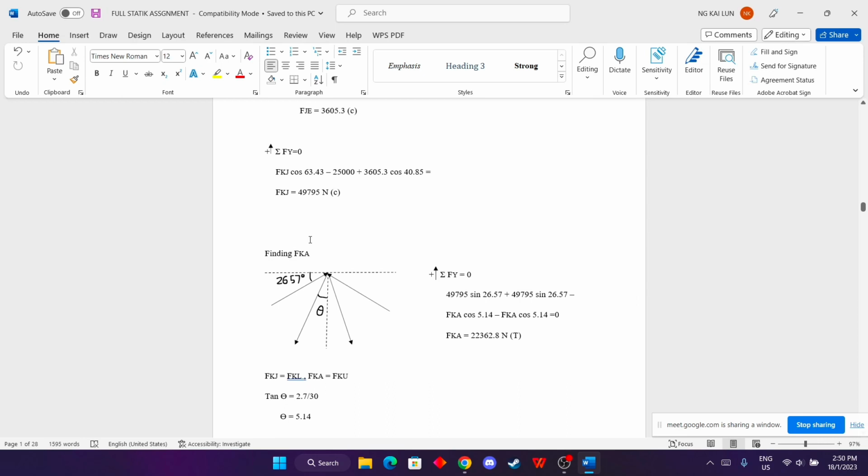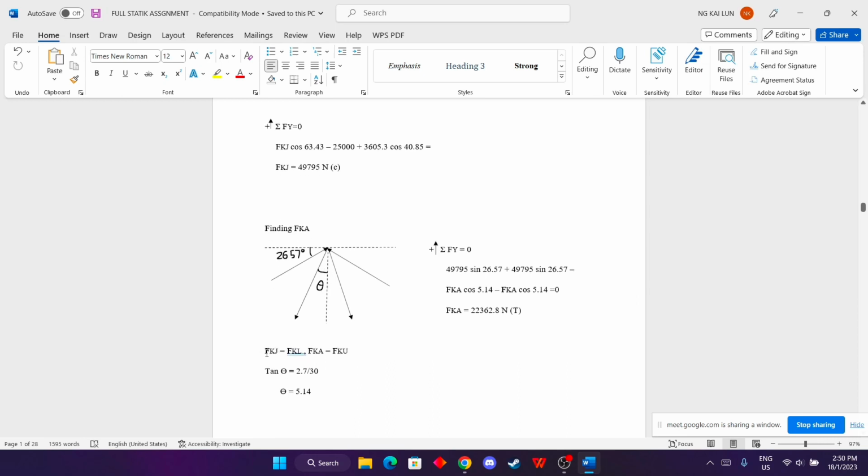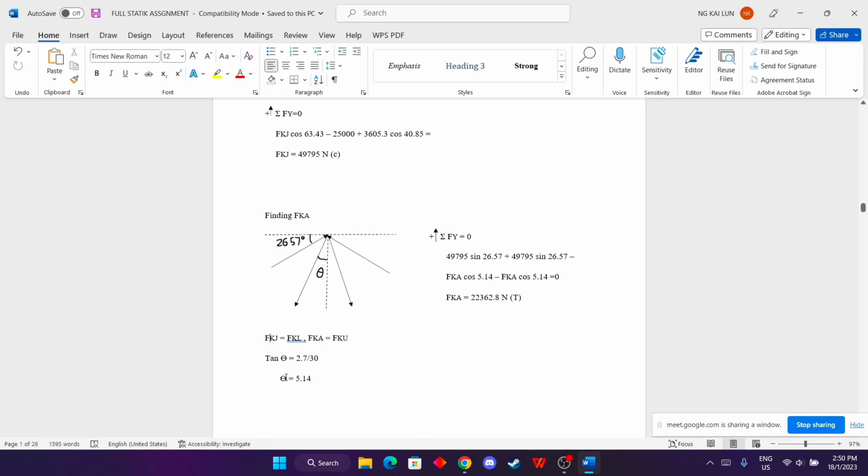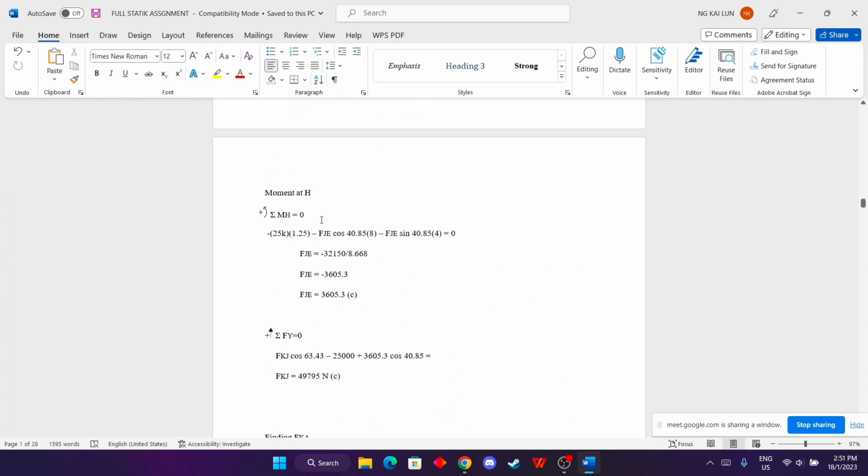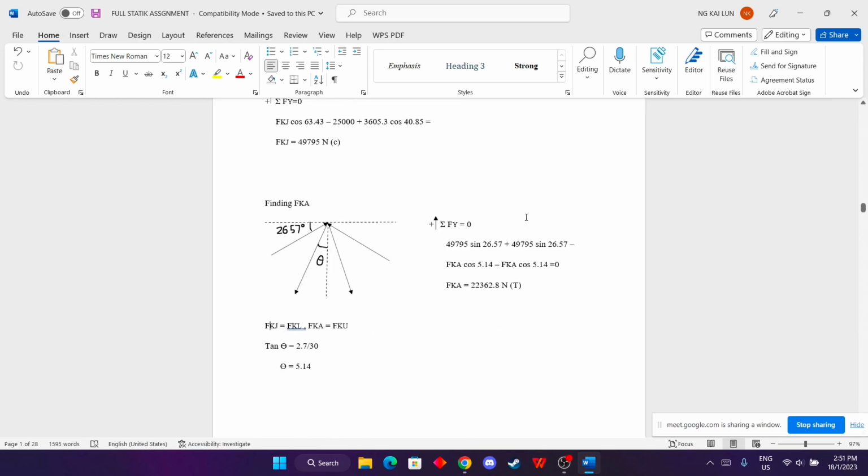For finding KA, since we know that FKJ equals FKL, FK is also equal to FKU. This tangent theta 0.54 is the same thing I explained just now to find the theta here. And then we use the equation of equilibrium, sum of Fy. Here, since we have all the forces that we found just now, it's just a simple matter of plus and minus. This one plus this one minus this one minus this one is written here. Yeah, and then we found out that FKA equals 223.62 Newton, which is here.